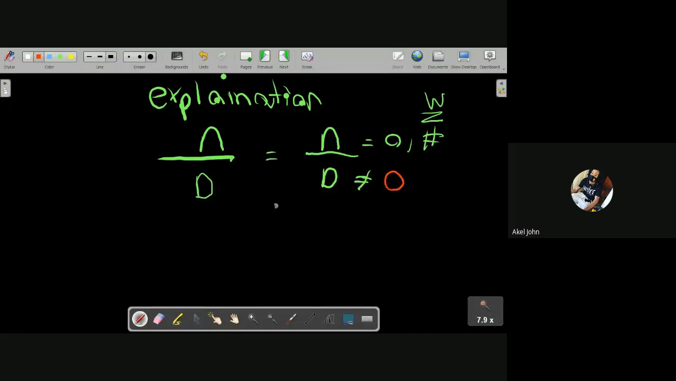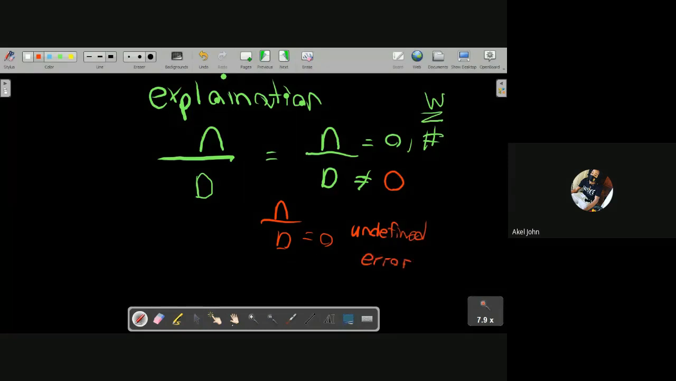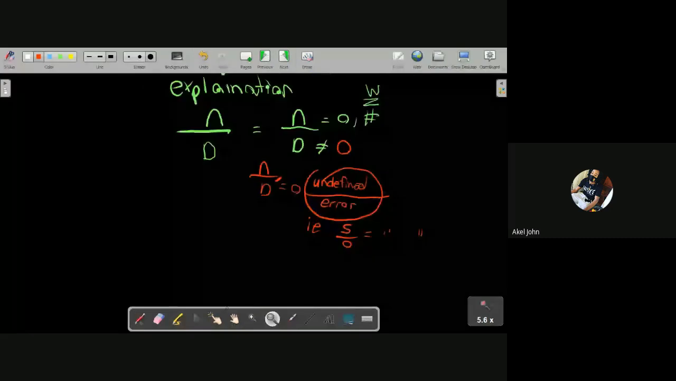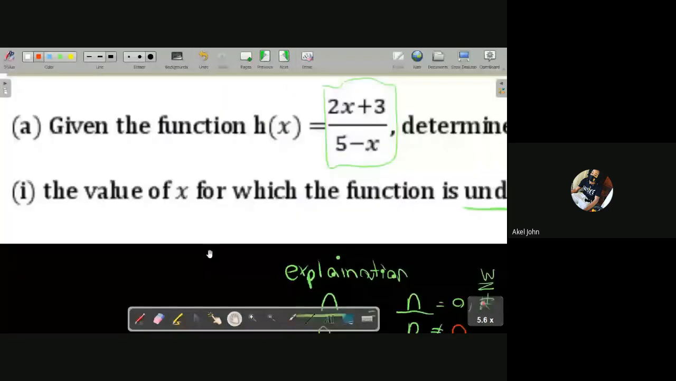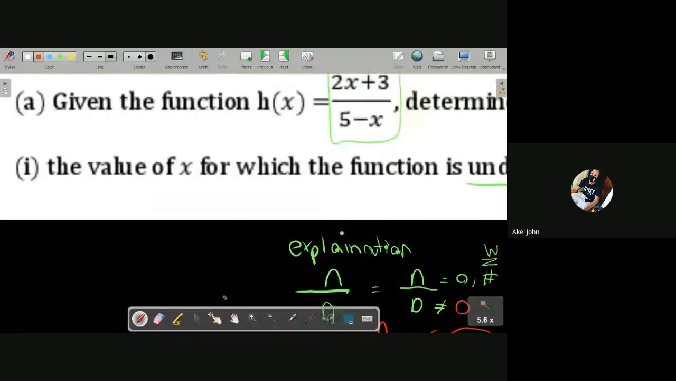When the denominator is equal to 0, we get something we call undefined, or you might see in your calculator as error. So for instance, just quickly put in 5 over 0. You're going to get the undefined or error function. So therefore, a function is undefined where the denominator is equal to 0. So here we have the function 2x plus 3 over 5 minus x.